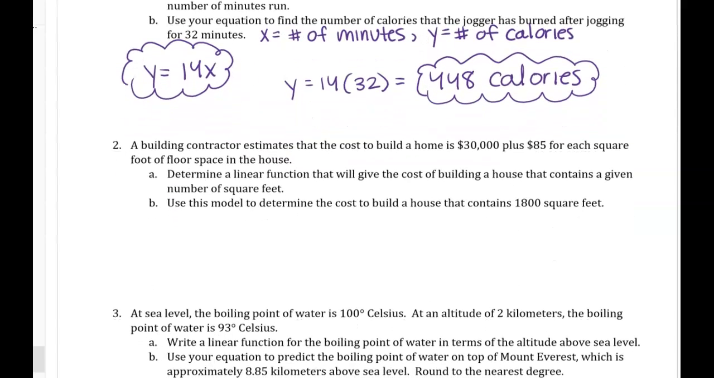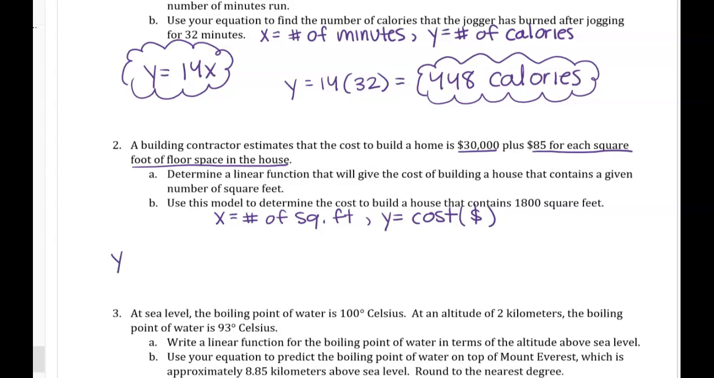For number 2, a building contractor estimates that the cost to build a home is $30,000 plus $85 for each square foot of floor space in the house. So we want a linear function that will give the cost of building a house that contains a given number of square feet. So y is going to be our cost, and x is the number of square feet. y is cost in dollars. So we want to come up with a linear function.